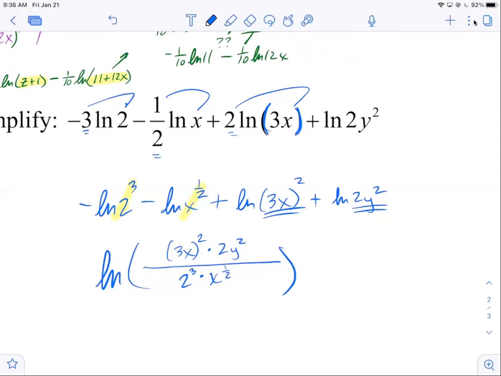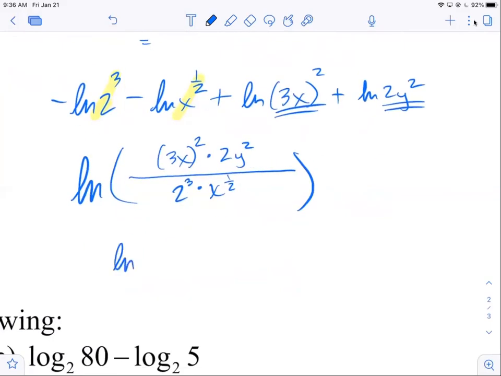And now that I've condensed it, you do want to simplify the argument if you can. Let's see what we get. 3x quantity squared is really 9x squared. And I can then multiply the 9 times the 2 that's up there to get 18. And then, of course, it's x squared and y squared. Combine like factors. In the bottom, 2 cubed is 8. And then x to the 1/2 is the square root of x. So you can put it as the square root of x, or you can leave it as x to the 1/2. And now there's one more thing we can do, or a couple more things.